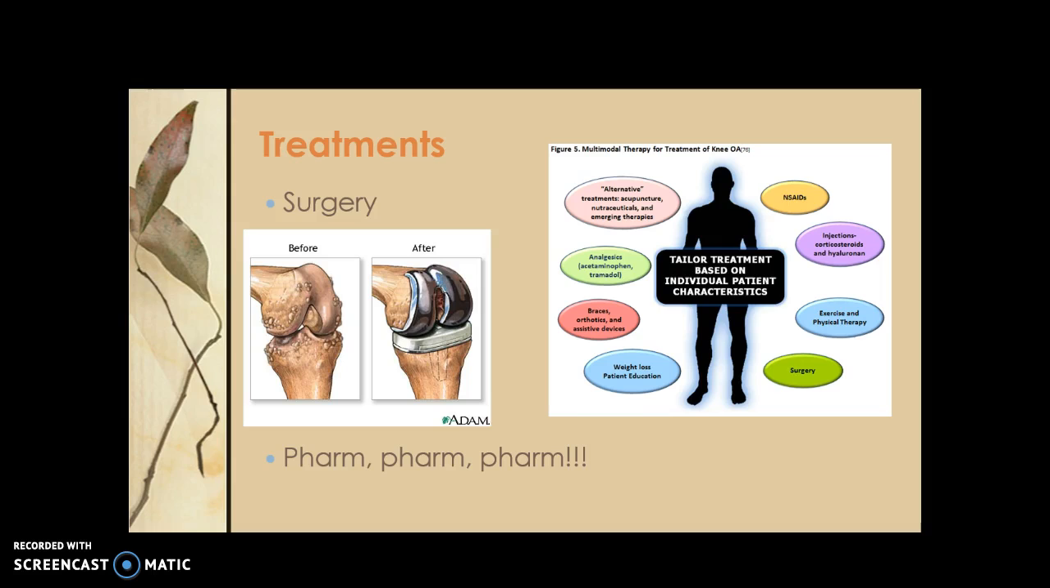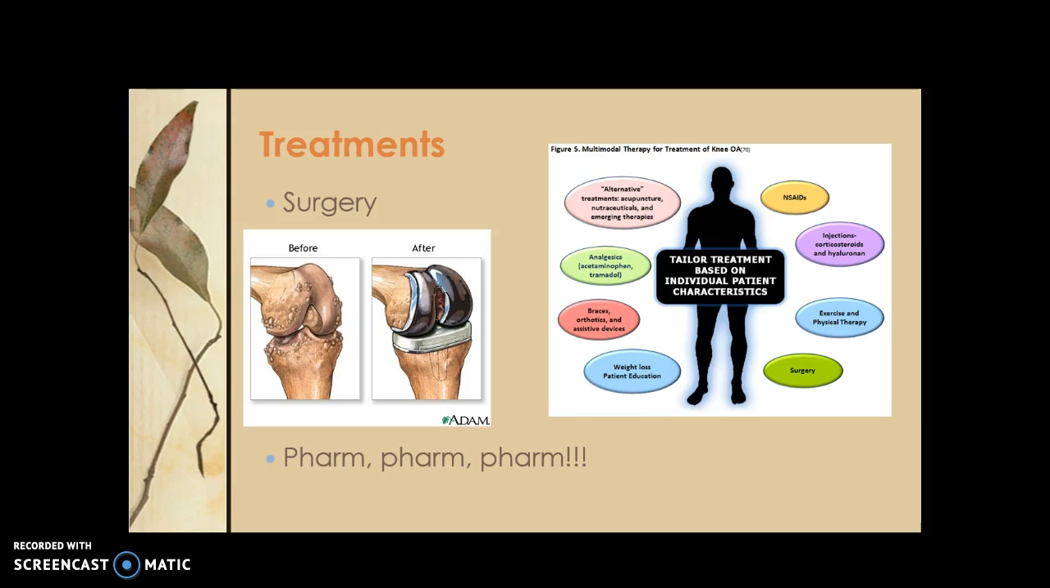Treatments for osteoarthritis include surgery and a lot of pharmacology, as well as some alternate treatment. So surgery can include going in and cleaning up the joint. It could also include replacing the joint. And pharmacology includes things like NSAIDs. Tylenol is usually the first one. They try to stay away from the narcotics if they can. However, you may see muscle relaxants being used. You may see corticosteroids being used.